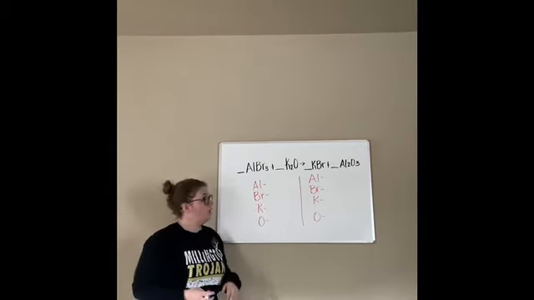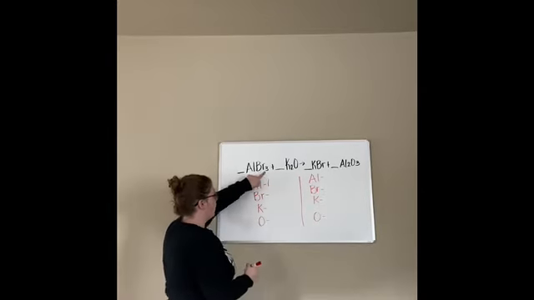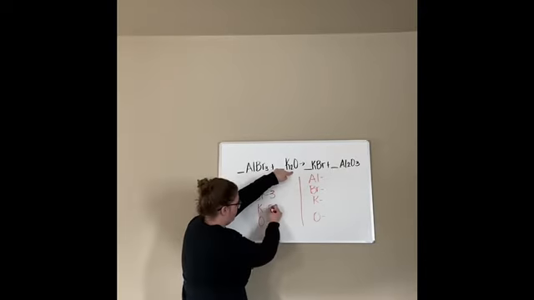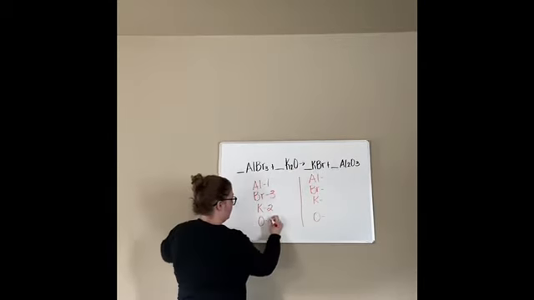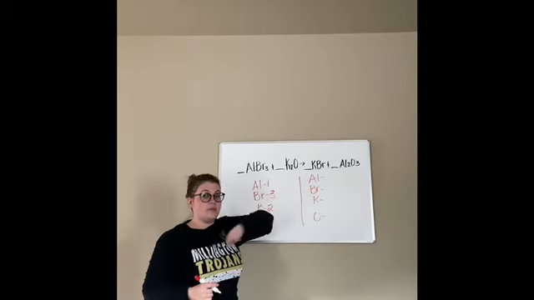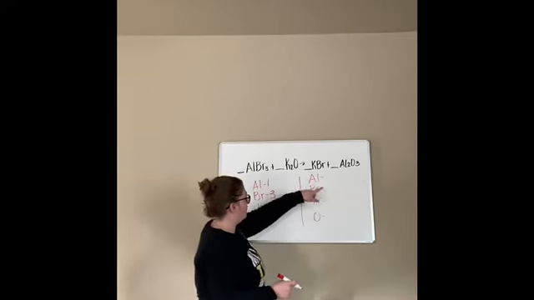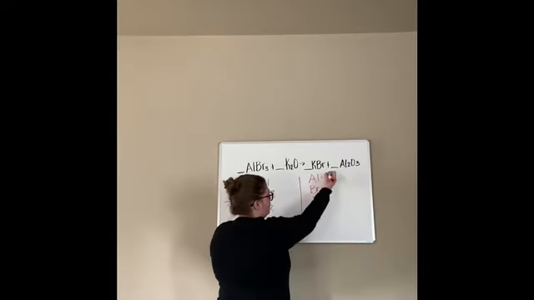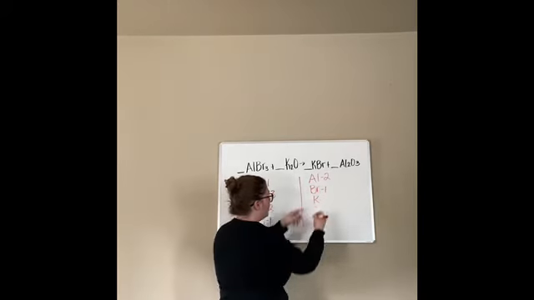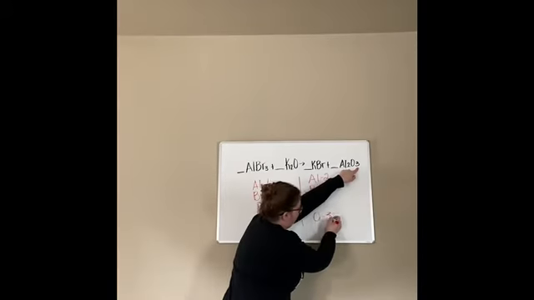All right, so over here we have 1 Al, we have 3 Brs, we have 2 Ks, and we have 1 O. And remember, this 2 only goes to K, it does not belong to O. Subscripts only go to the elements they follow. Over here we have 2 Als, we have 1 Br, we have 1 K, and we have 3 O's.